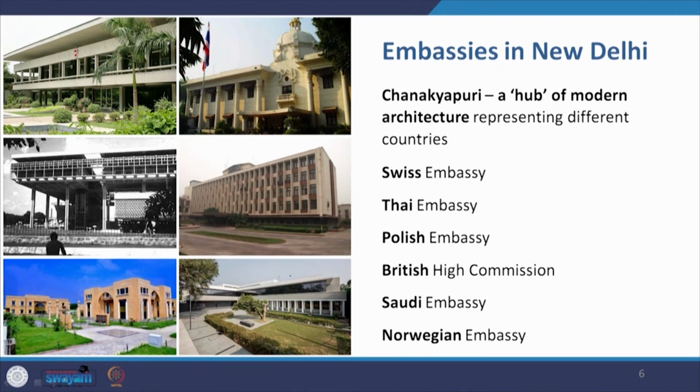So, for example, we have the Swiss embassy, which is typically modernist and very neat and tidy in its appearance. Then there is the traditional architecture that you see in the Thai embassy. We again see modernism in the Polish embassy. This is the British consulate or the British High Commission. Then we have the Middle Eastern architecture being reflected in the Saudi embassy, and again modernism in the Norwegian embassy.